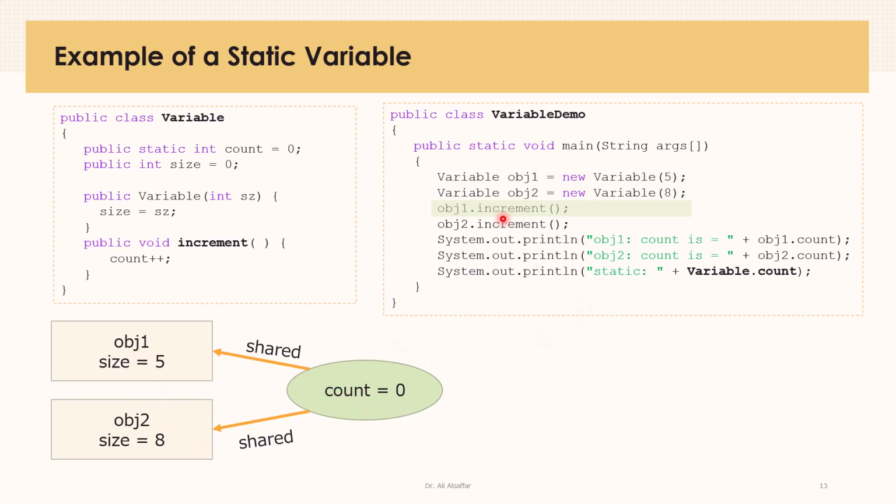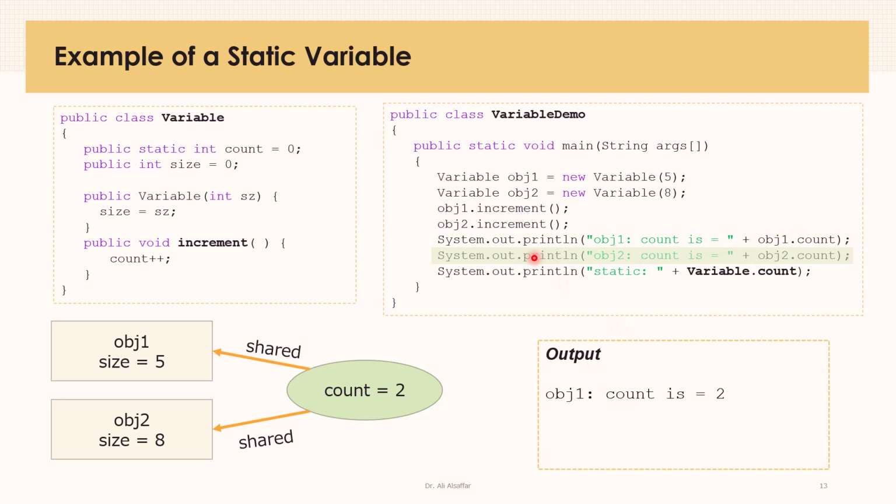So let us see what happens when we use the increment method for object 1. The method increases the value of count by 1. So when the increment method of object 1 is called, it will increase the value of count by 1. And since count is shared by both of them, the next call by object 2 of the increment method will also increase the value of count by 1. So that means increment for the first object will change count, and increment for the second object also will change count. Why? Because it is shared by both of them. So now if we would like to print the value of count, if we print count from object 1, it will be equal to 2.